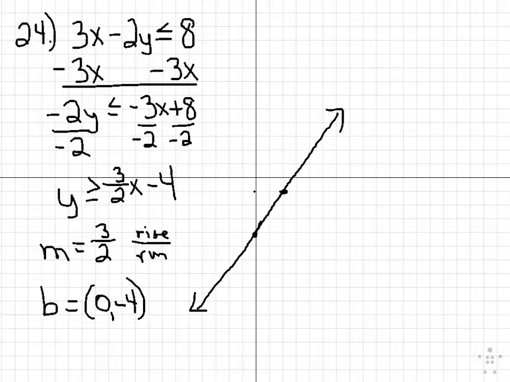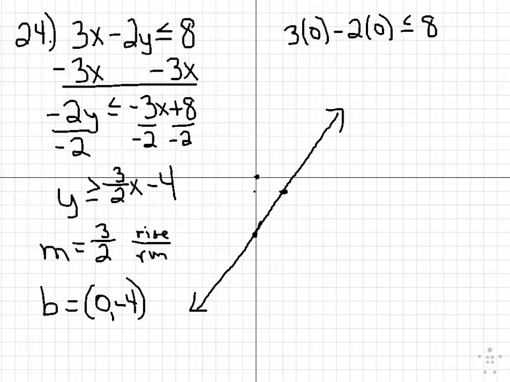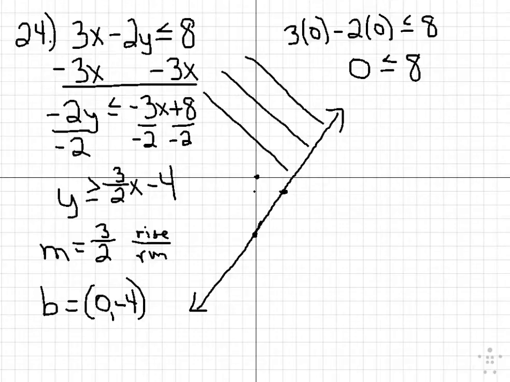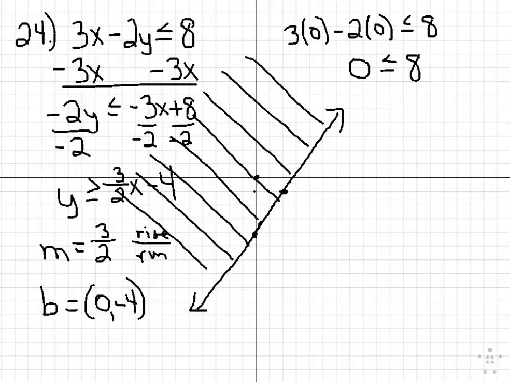Alright, and I want to choose the point 0, 0, see if it works. So 3 times 0 minus 2 times 0 is less than or equal to 8. You could choose any point. 0, 0 just happens to be easy. So you get 0 is less than or equal to 8. Is 0 less than or equal to 8? Yes. So I want to shade the 0, 0 side. So all these points are solutions to this inequality. All those points are solutions.